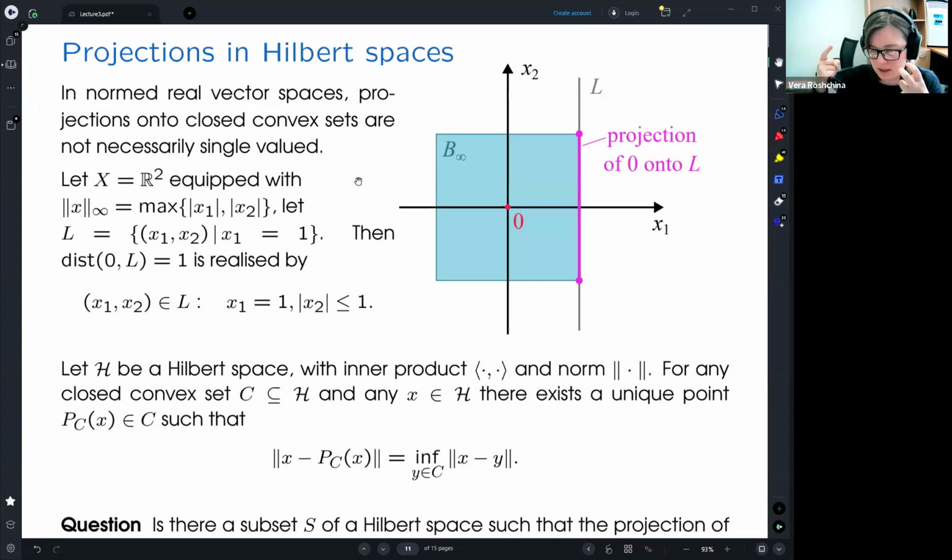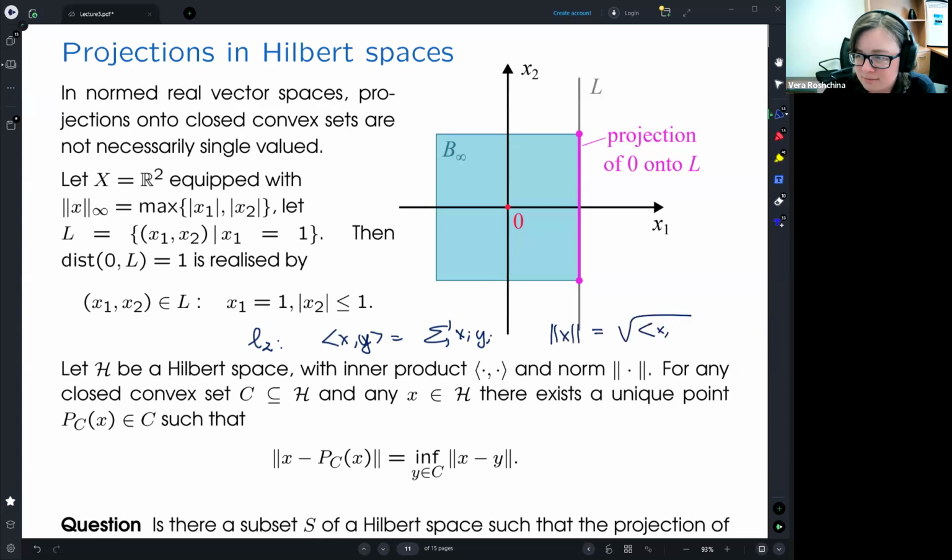So, for example, L2 is a Hilbert space, in which the inner product is defined very similarly to the inner product on Rn. So if I take the space L2 that I was talking about, then I will just have <x, y> like this, the sum of x_i y_i, right? And the norm on a Hilbert space is consistent with the inner product. So the norm of x will be this, right?